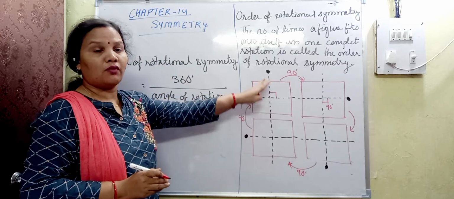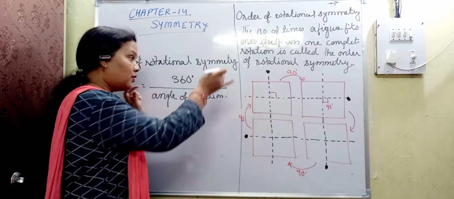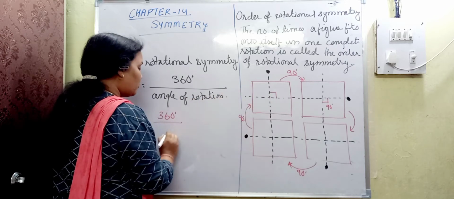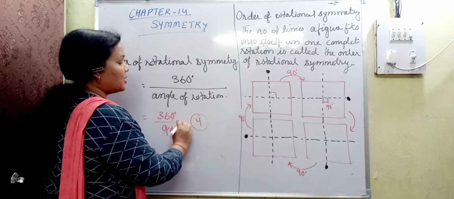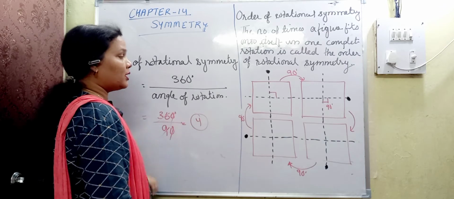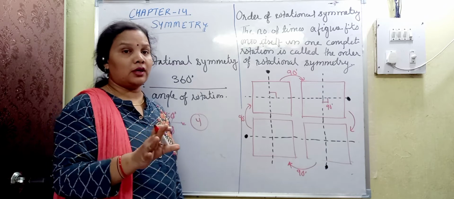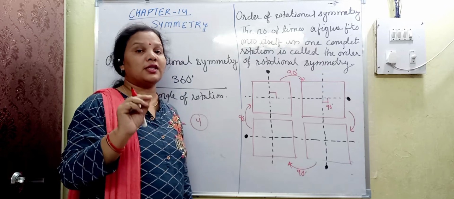If I am asking what is the order of rotational symmetry for a square, then you take 360 degrees and the angle of rotation is 90 degrees. So here 4 is the order of rotational symmetry. It means that 4 times you are going to get the same kind of figure when you are giving it a complete rotation, which is 360 degrees.